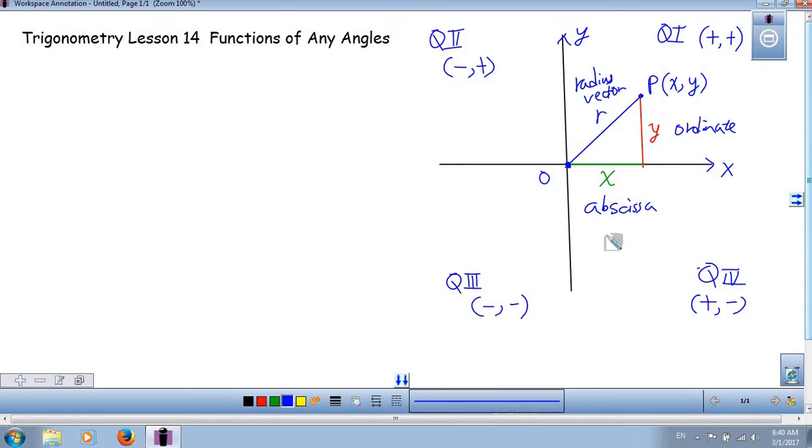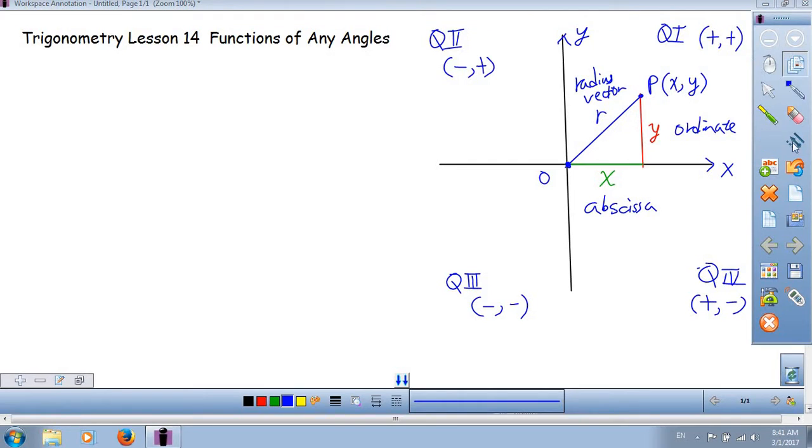This is a very important fact that we will be using throughout our lessons. In quadrant 1, both x and y values are positive. In quadrant 2, x values are negative and y values are positive. In quadrant 3, both x and y values are negative. And in quadrant 4, x is positive and y is negative, because x here is on the positive x-axis side, and here the points are below the x-axis, below the origin, so y is negative.